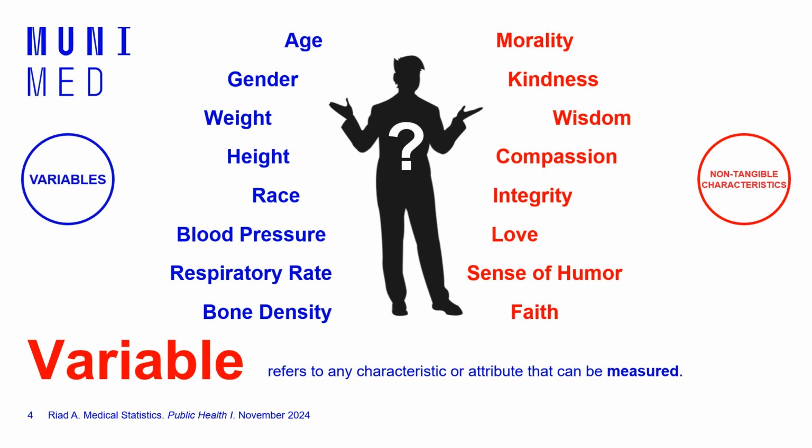However, those that we can measure are called variables. So in a nutshell, any characteristic that can be measured is a variable. It can be measured using numbers or using groups, or we can classify it into groups. It doesn't matter. Once we can measure it, once we can classify it, this is a variable. But if we cannot classify it, if we cannot measure it, this is a non-tangible characteristic.